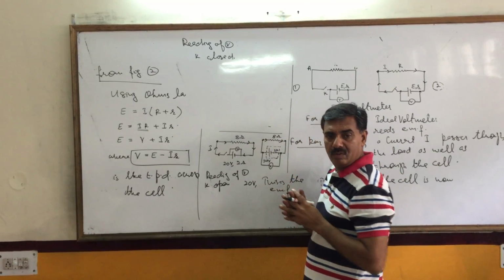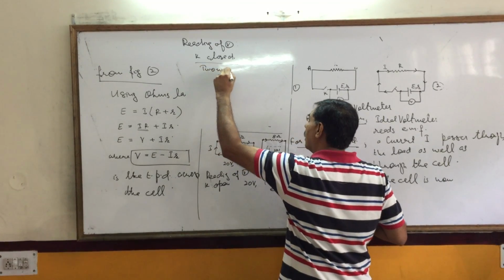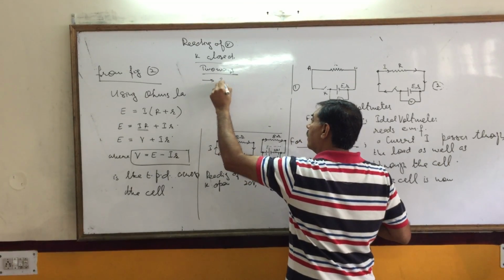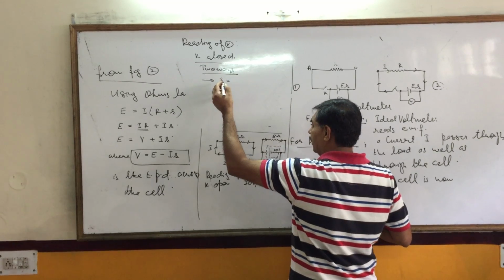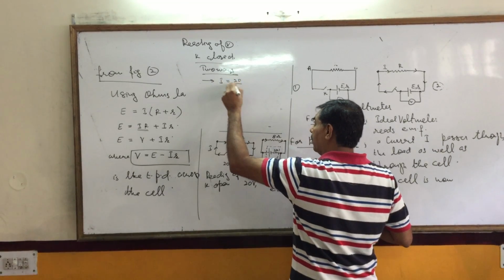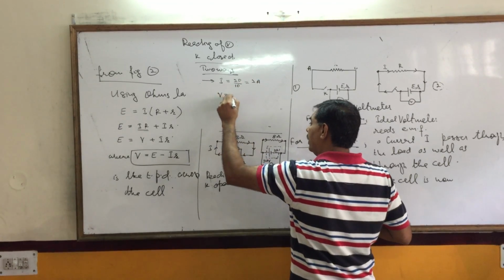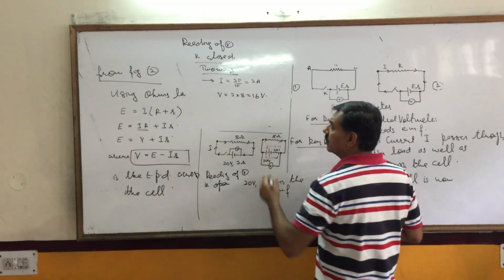There are two ways now. Two ways. One: पहले I निकाल लो. I कितना? 20 by 10 is equal to 2 amperes, and V is equal to 2 into 8 is equal to 16 volts.